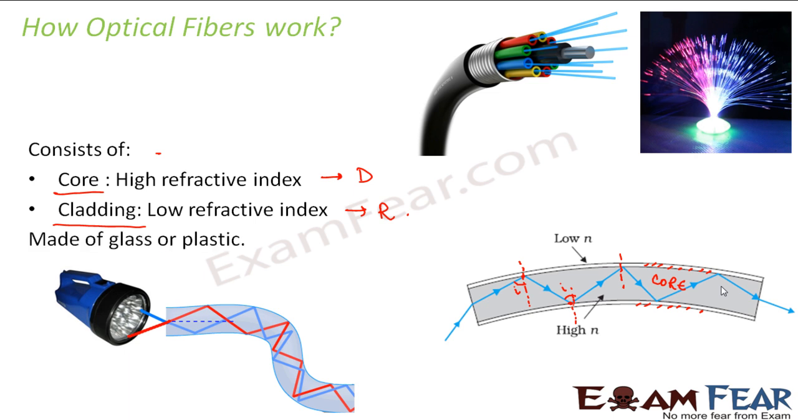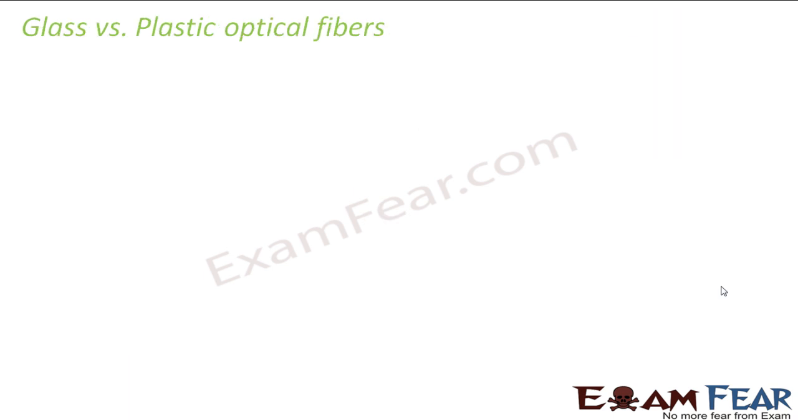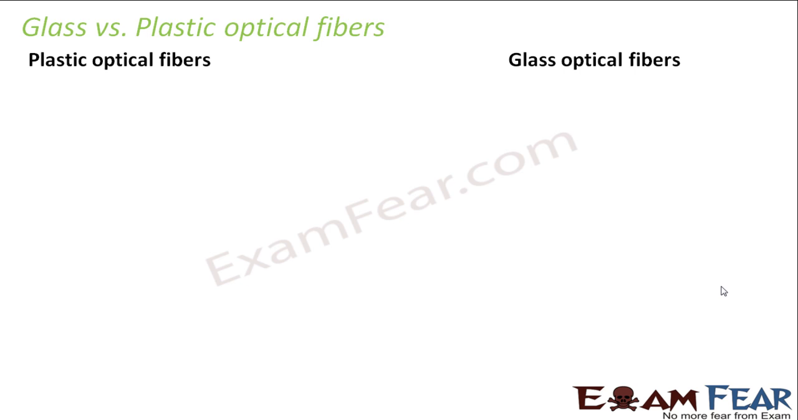Optical fibers are generally made up of glass or plastic. Glass optical fibers as well as plastic optical fibers each have their own advantages and disadvantages. So let us have a look at both types of optical fibers.